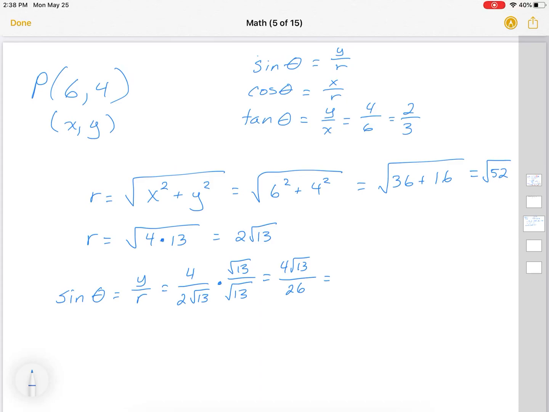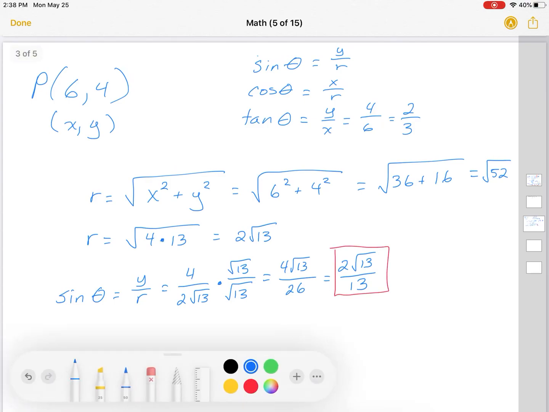Now, I'm not done because 4 and 26 are both divisible by 2. So I will get 2 root 13 all over 13. And that is my final answer. You need to reduce it as far as you can. Okay?